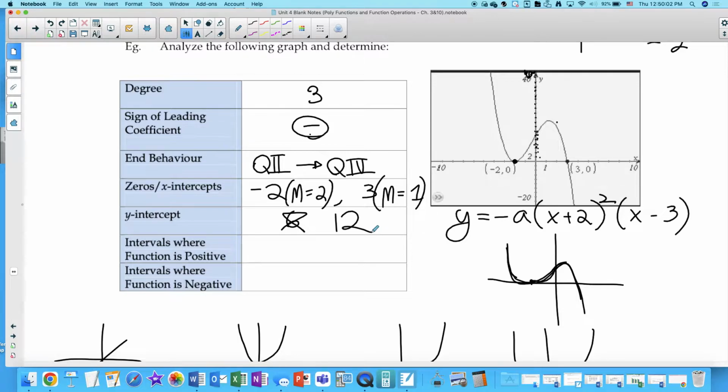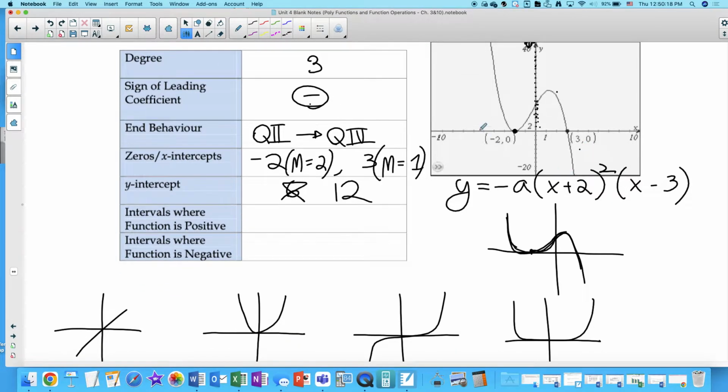Where's it above the x-axis? Here to here, right? Yes? If it's on the x-axis, does it count as positive? No, good question. No. So when we're writing out the interval over which this thing is positive, we do not include the zeros. It is not positive on a 0. 0 is neither positive nor negative.